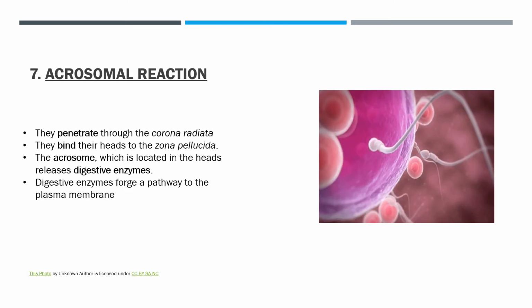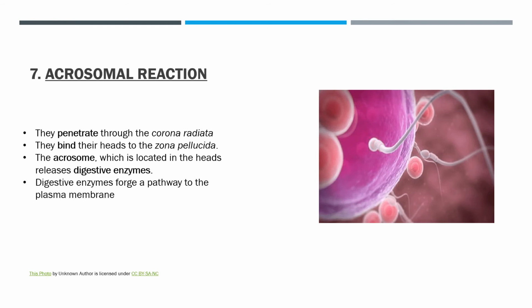So sperms reach the egg. They become hyperactive around the egg. What happens next is that they bind to the corona radiata. The corona radiata is a layer of adherent follicular cells around the zona pellucida. So these sperm cells have now gone through the fallopian tube and reached the egg. They have to attach themselves to the egg. They have to dig through the egg to reach its nucleus. So firstly, they have to go through the corona radiata.